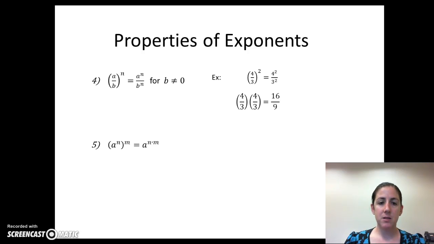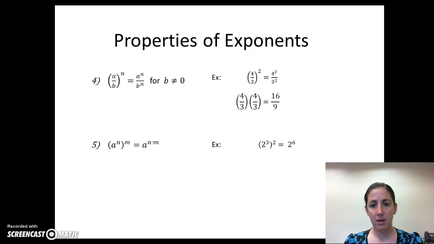The next property is power of a power. If you have an expression that's being raised to an exponent and you raise it to another exponent, you multiply the exponents. So 2 to the 3rd squared would be 2 to the 3 times 2, or 2 to the 6th. Well, 2 to the 3rd is 8, 8 squared is 64, and 2 to the 6th is 64, so it works out.